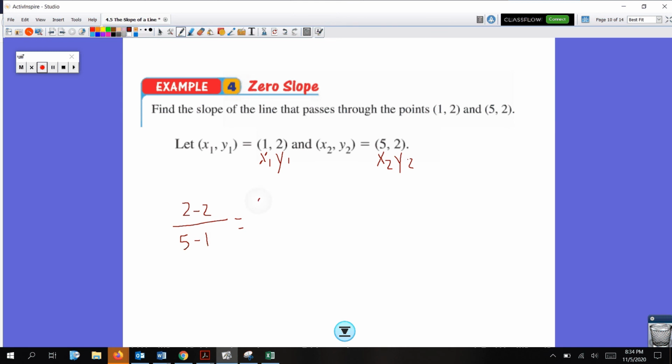2 minus 2 is 0. 5 minus 1 is 4. If you put in your calculator 0 divided by 4, you're going to get 0. I just want you to know that if 0 is on the top, that's okay. It's going to equal 0. I don't know if you want to write that down, remember that somewhere, but if the numerator is 0, the entire slope is 0. So what does a zero slope line look like?